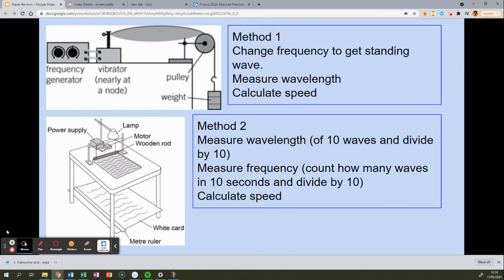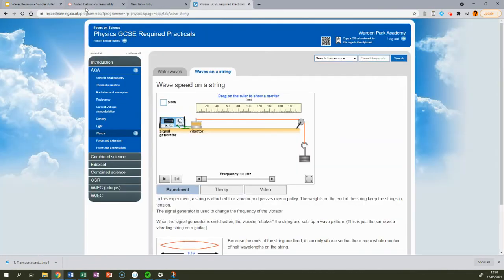In both methods, you need to make measurements and relate those to the wave equation, where the speed of a wave is equal to frequency multiplied by wavelength. So make sure you can describe how those quantities are measured in each of the methods. You can use the Focus On app on your iPad to refresh your memory about doing these experiments.